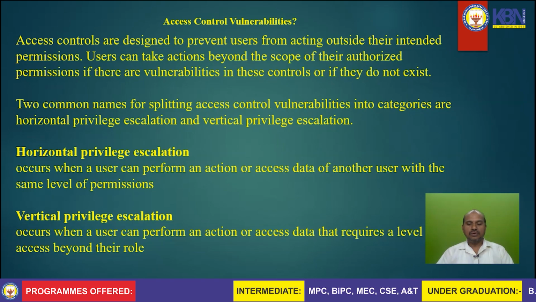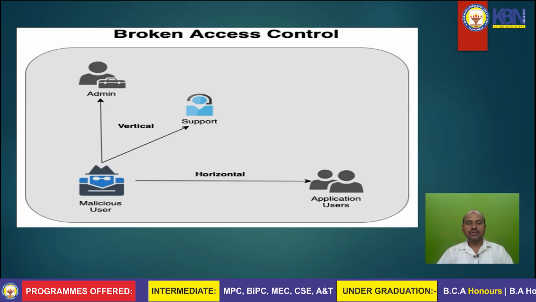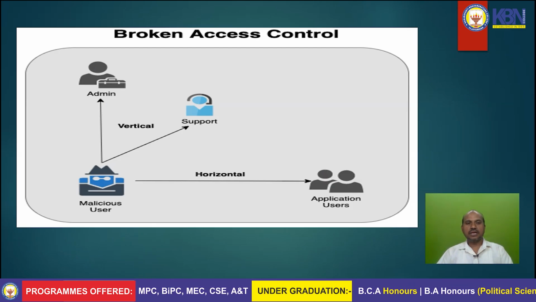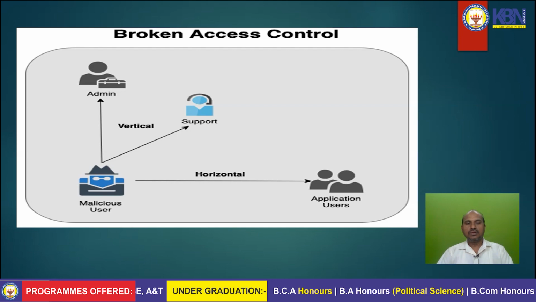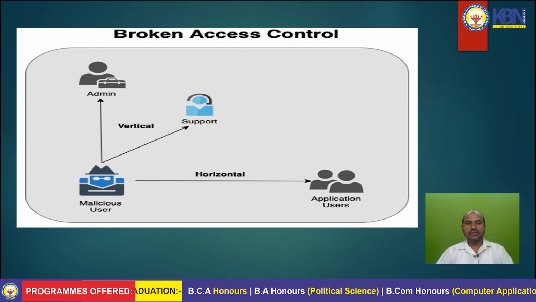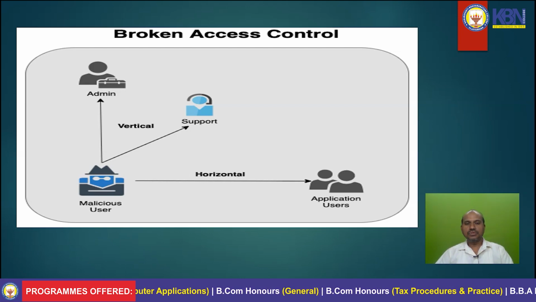So here we will explain this with an example of broken access control. This is the diagram. Here a number of users are accessing websites on the internet. The first one is an admin, one of the users, the second one is an application user, and the third one is a malicious user. There are a number of applications.